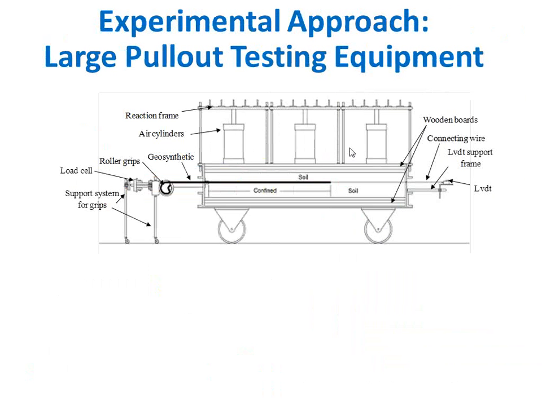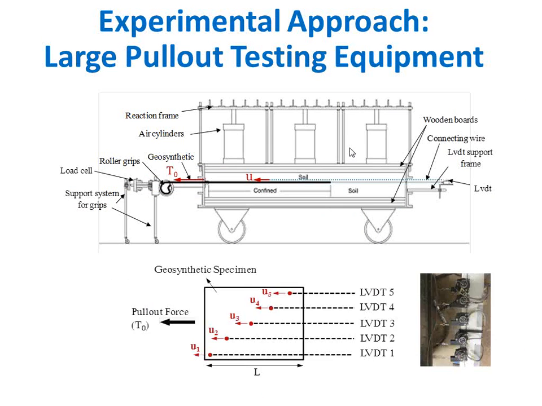So again, this is how it looks. Tension, displacement. We're going to pay particular attention to the tension at which, at different points, we start mobilizing that displacement. This is a view of the LVDTs at the back of the pullout box to monitor the internal displacements, and we get curves.